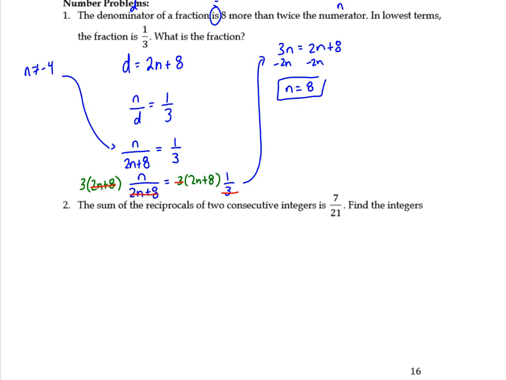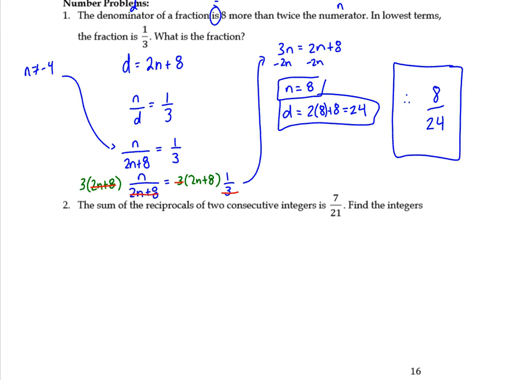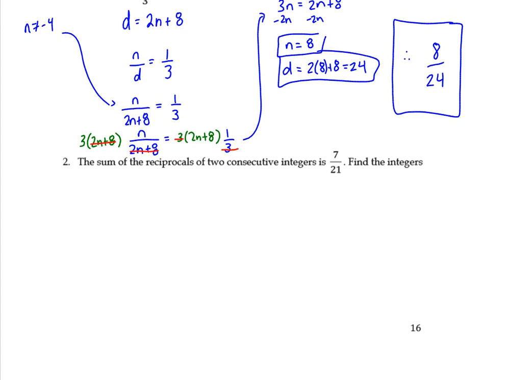So that's only part of our solution because we need the numerator and the denominator. So what would the denominator be? 2 times 8 plus 8, which is what? 16 plus 8. We can add: 24. So what's our fraction? 8 over 24. Is that equivalent to 1/3? Yep. Easy check there. Okay.